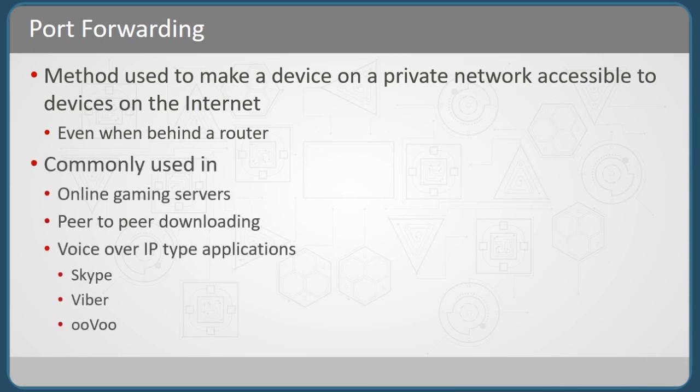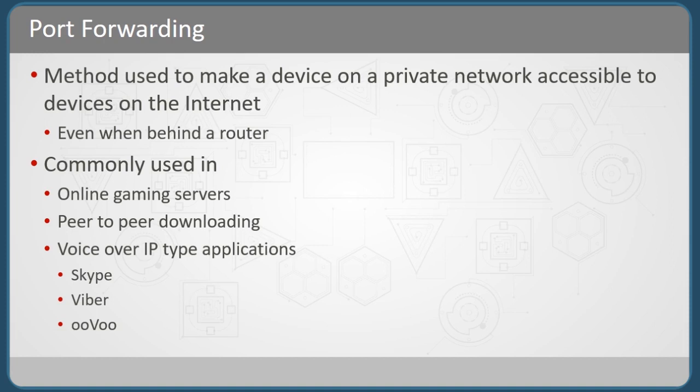Now, this is commonly used in scenarios such as online gaming servers, peer-to-peer downloading, voice over IP type applications, including Skype, Viber, and Vonage. But the difference between port forwarding and port address translation is more so the application that is being used. I gave the example in the previous presentation of using something like Remote Desktop to establish a connection through to a server. But in that case, it's up to me to explicitly state this particular port to get to that particular system.